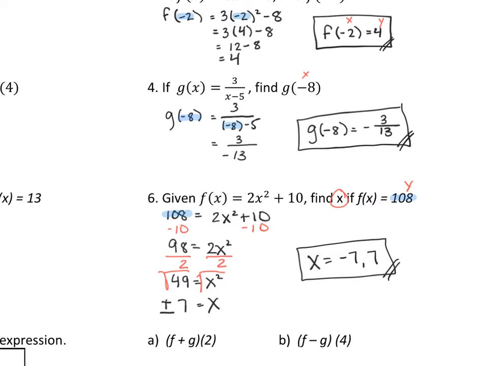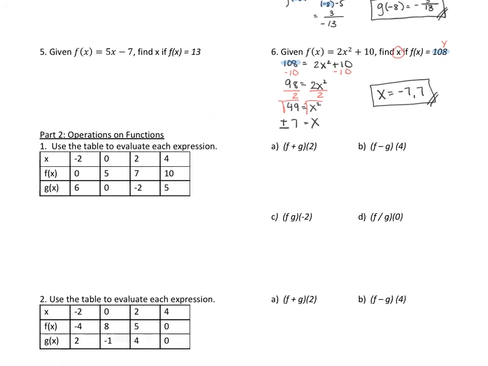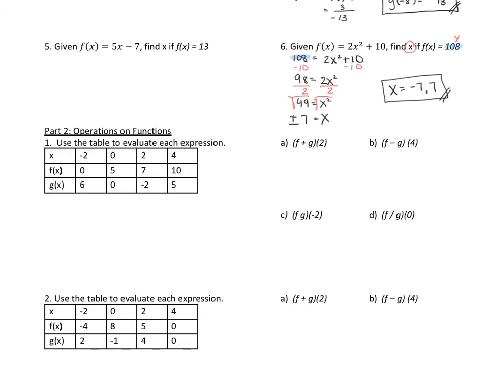Let's take a look at our operations of functions, first dealing with the tables. I'm going to leave problems 1, 3, and 5 in the function notation section for us to do during class. So let's move on to operations of functions. When we're talking about operations of functions, we're talking about adding, subtracting, multiplying, and dividing two functions, whatever that may be. So we're going to do problem 1 together with this table here, and then we'll do problem 2 together in class. So taking a look at problem 1, it says use the table to evaluate each expression.